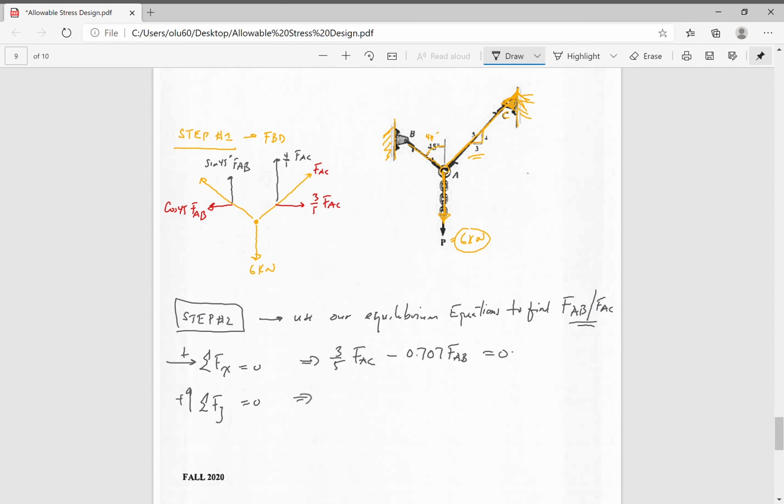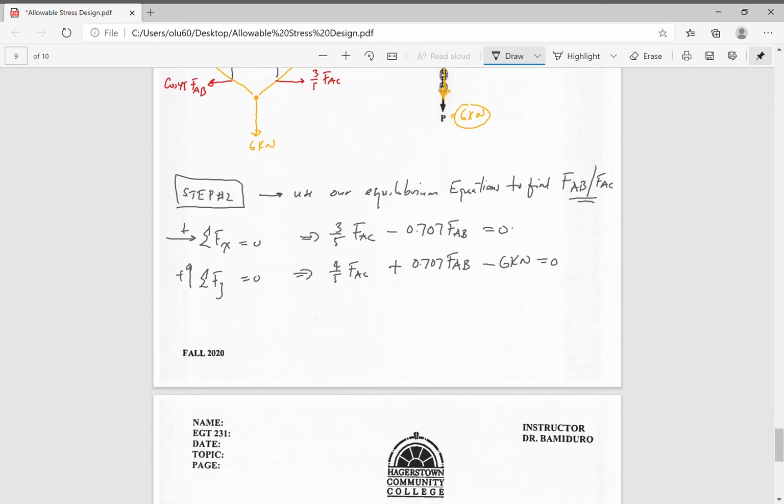We're going to get 4/5 FAC plus 0.707 FAB minus 6 kilonewtons equals 0. Those are all the forces in the y direction.